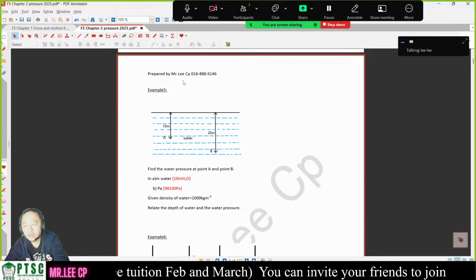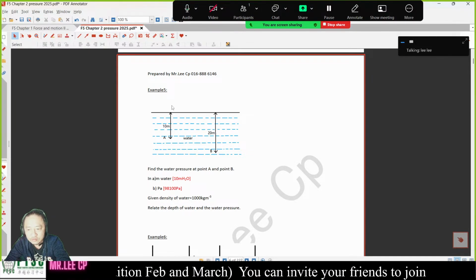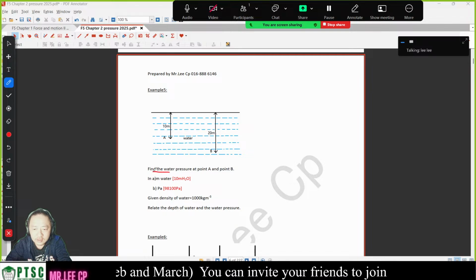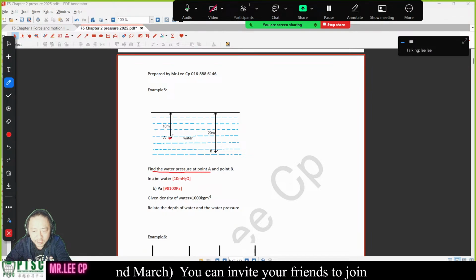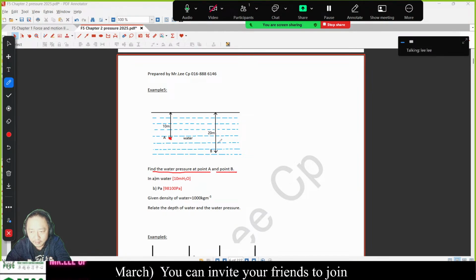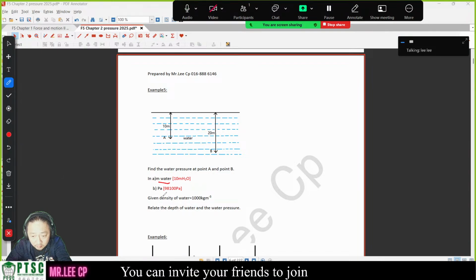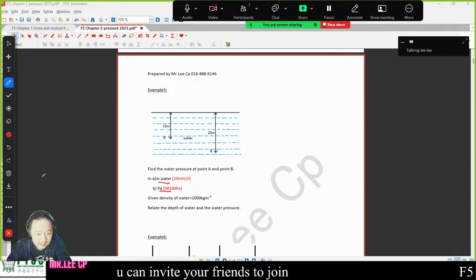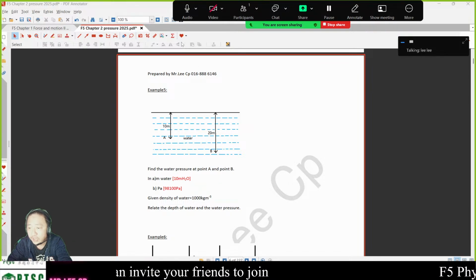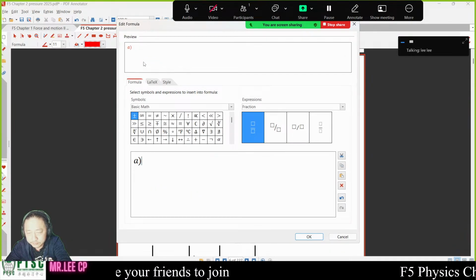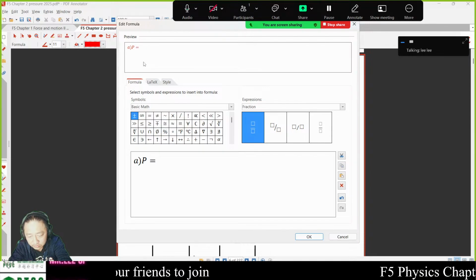Now, for example, we try to look at one example here. Find the water pressure at point A and point B. What is the pressure here, in meter of water and in Pascal? Okay, so we are going to do A. Pressure is equal to rho gh.